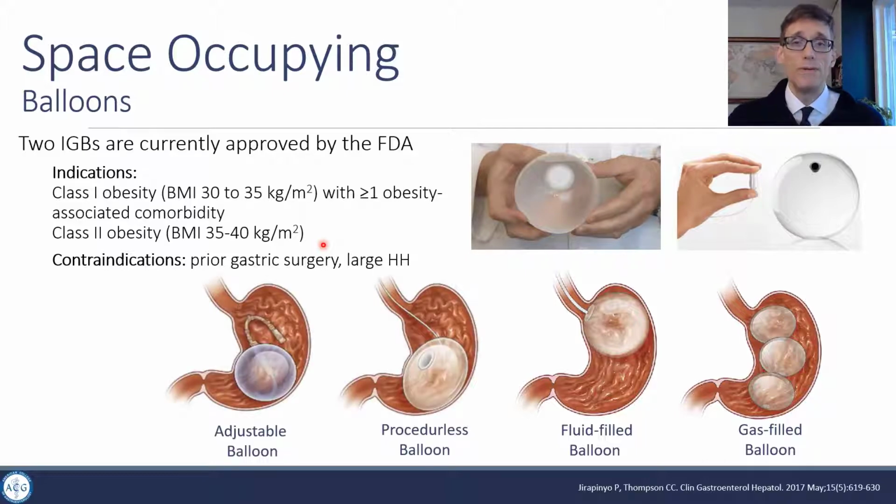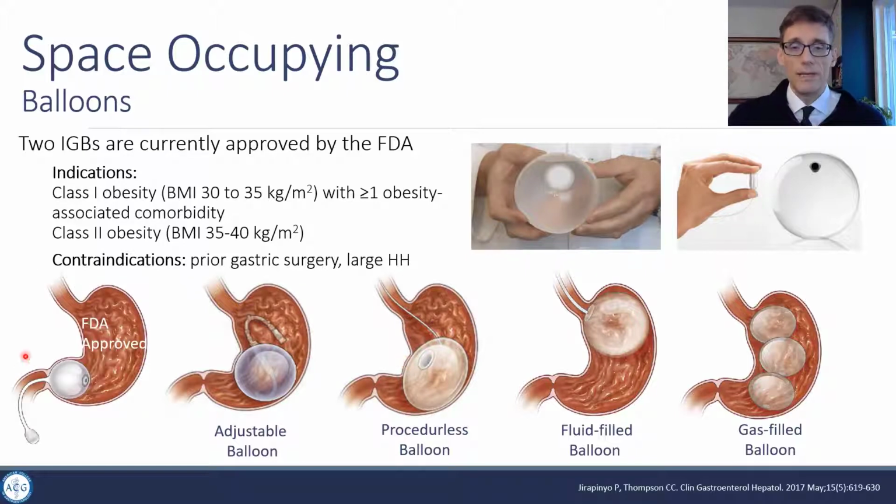Now, other balloons have gone through FDA trials and it looks like they will be approved, including adjustable intragastric balloons and the procedureless balloon systems. And there's also another device that is approved, the transpyloric shuttle, but not commercially available.